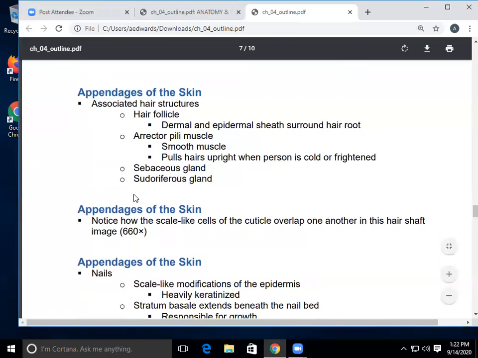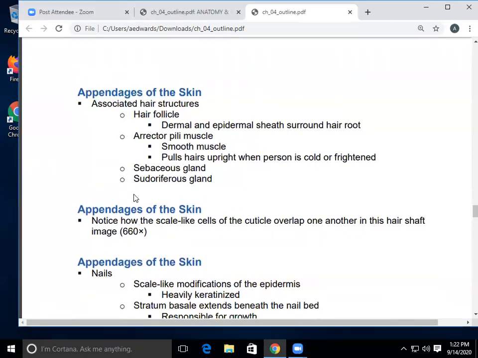Okay, so the hair follicle surrounds the hair root, and goes through the dermis and epidermis. You also have an erector pili muscle. This is a layer of smooth muscle. Makes your hair stand up if you get scared or you're really cold. You're also going to have sebaceous glands and sweat glands in your skin.